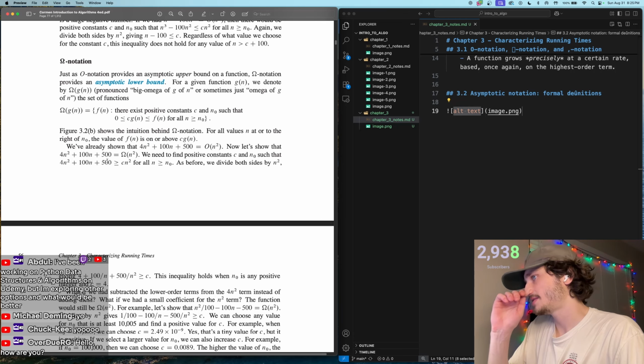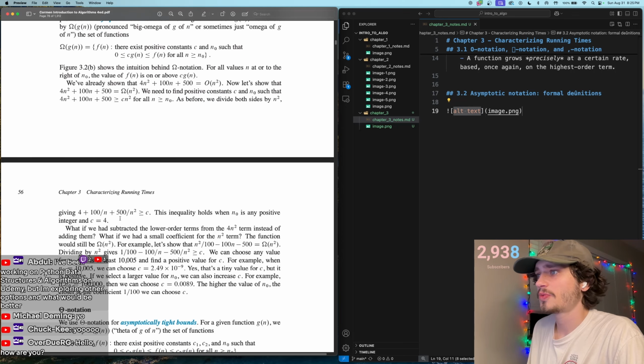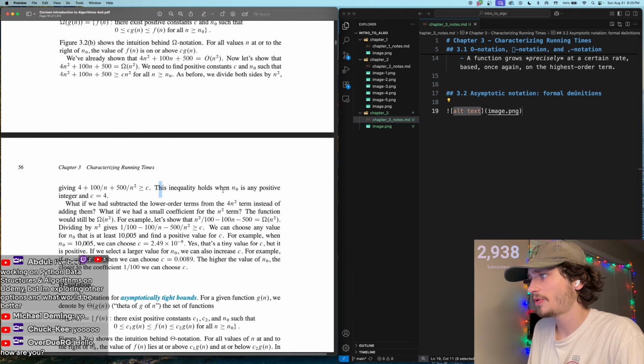I've already shown that this is equal to O of n squared. Now let's show that this function is omega of n squared. We need to find positive constants c and n naught such that 4n squared plus 100n plus 500 has a lower bound which is greater than or equal to c times n squared for all n greater than or equal to n naught. As before, we divide both sides by n squared, giving us this reduction. This inequality holds when n naught is any positive integer and c is equal to 4.